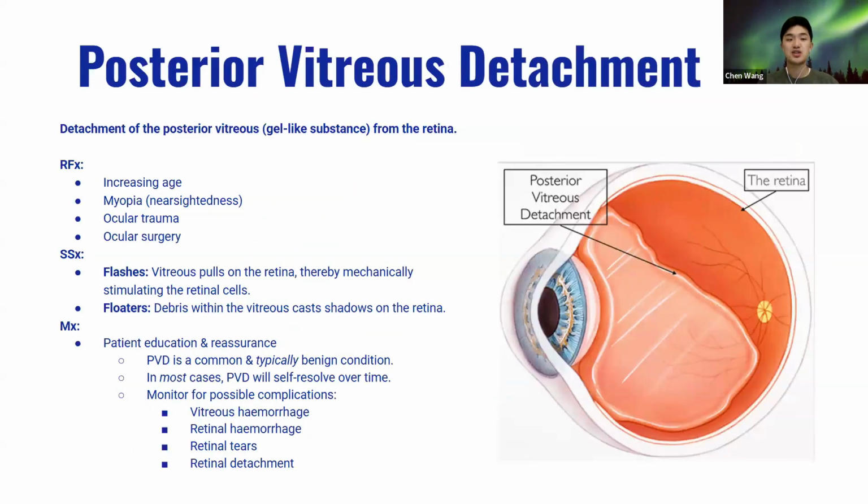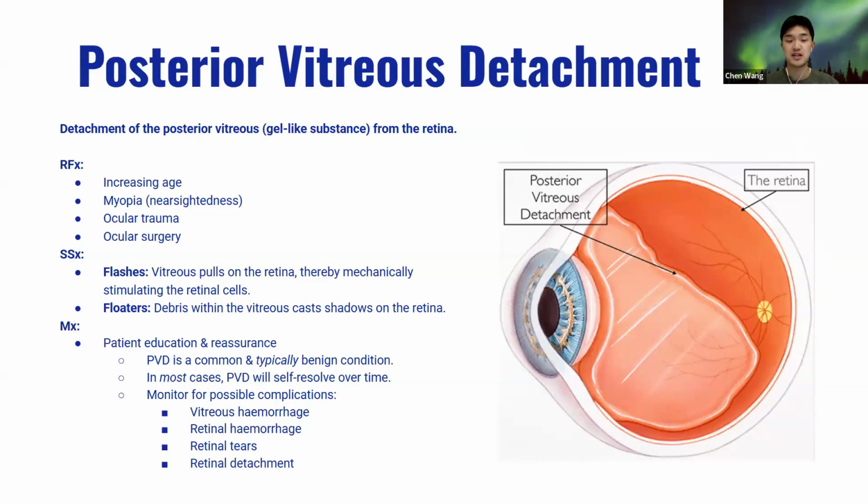Another condition is called posterior vitreous detachment. Basically, this is the detachment of the posterior vitreous, which is a gel-like substance, from the retina itself. The risk factors are very similar to retinal detachment. So this is increasing age, ocular trauma, ocular surgeries in the past, and if they have myopia.